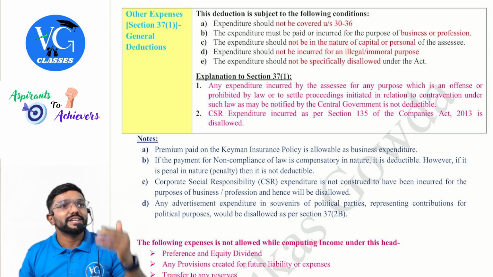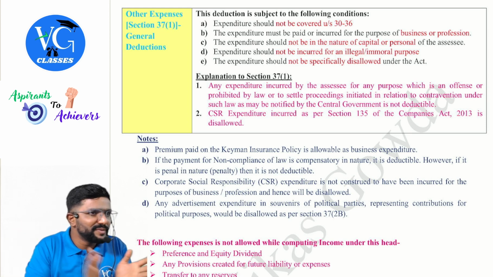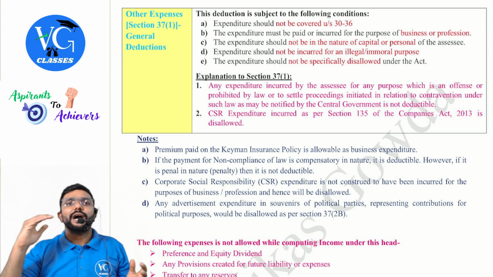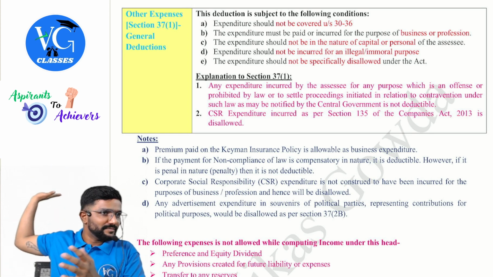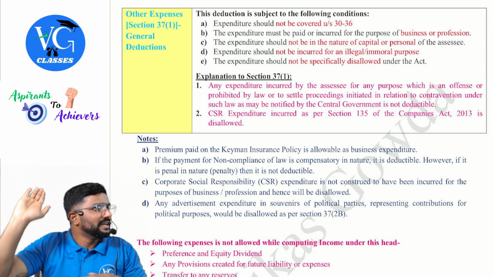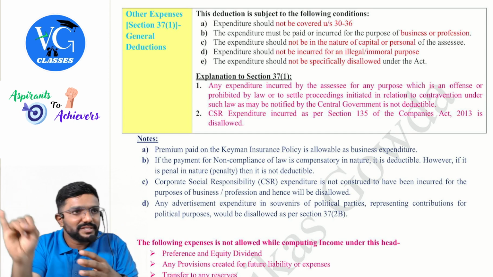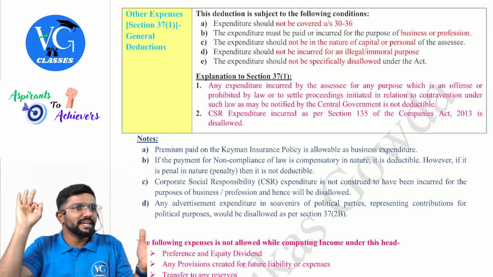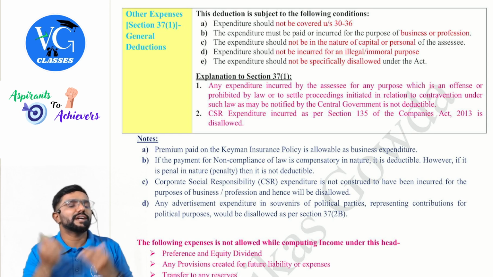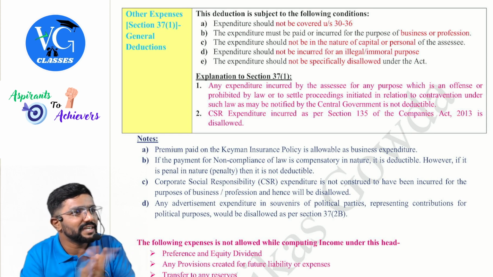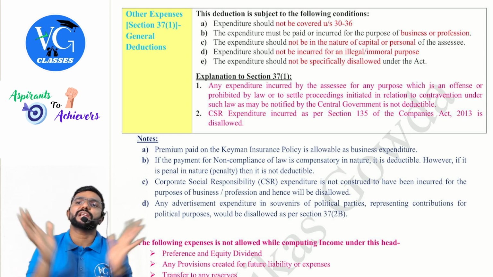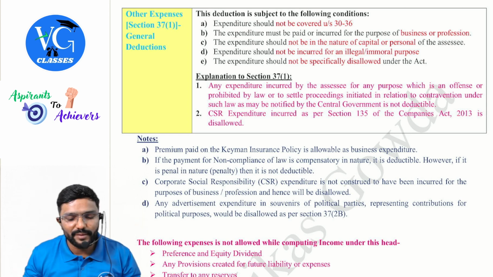Listen. Sir, I have incurred some expenditure for my business or profession. Now, I have not claimed it from section 30 to 36. It is not disallowed later. It is not personal in nature. It is not immoral. It is not illegal. Can I claim it? Yes. Where? Under section 37. They are not naming it. They are telling if you satisfy all these conditions, yes, you can claim it here.